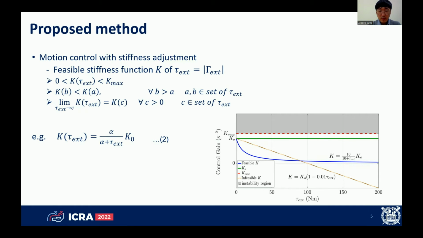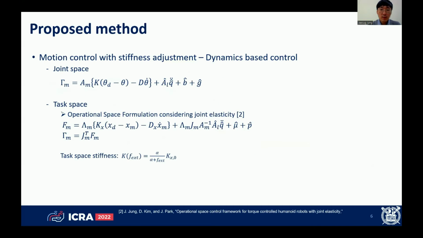Many other forms of variable stiffness can be designed, but a simple form such as a linear equation is infeasible because it has a negative value for a large external force. For experimental verification, a dynamics-based control method was used, especially operational space formulation considering joint elasticity was used for the task-based controller.